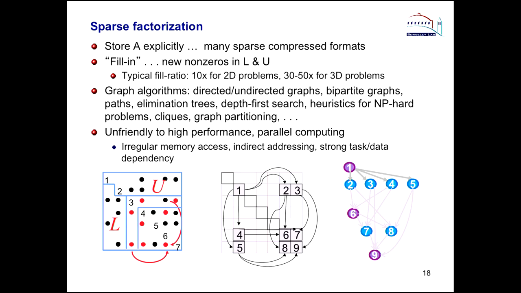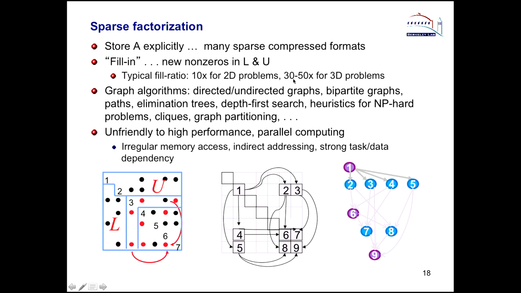So these red dots are called the filling. So it's originally zeros, but become non-zero. And it can actually have a lot. It's quite dramatic. So in practice, when we see the 2D problems, we see very often it's 10 times filling. So that means the LU size is 10 times more than A. Then you can imagine it's memory intensive.